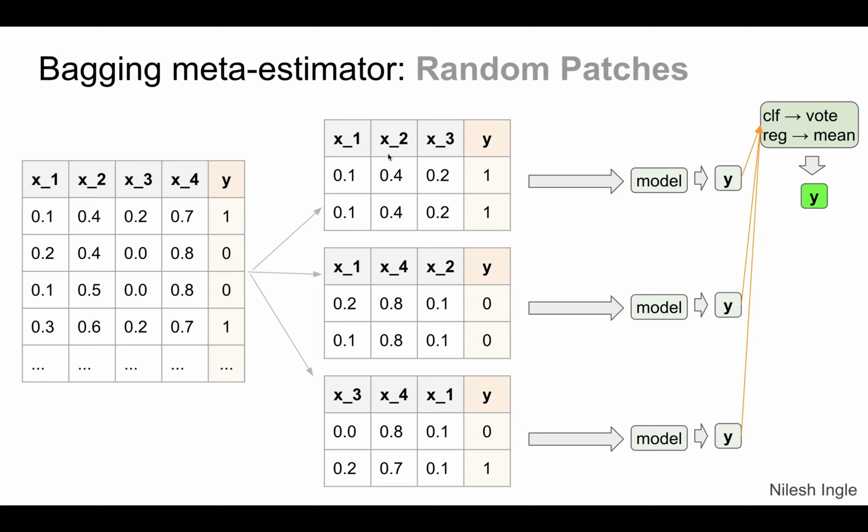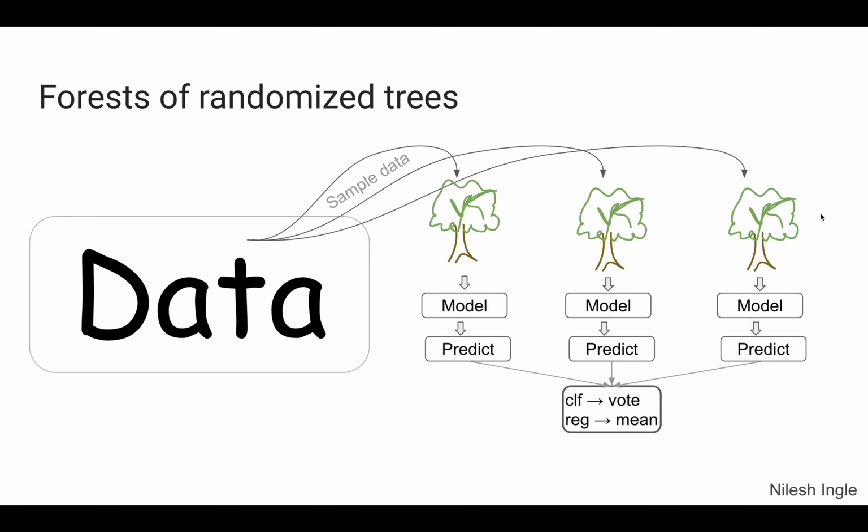So here, as we can see, we have sampled these records and just three features out of four. Here we have these two records sampled and three features and so on. And we can fit a model to each of these, get the prediction, and based again on what the prediction is, if it's a classifier, you can take the majority vote. If it's a regressor, you can take the average value for the final prediction. So that was bagging. Now let's look at forests of randomized trees.